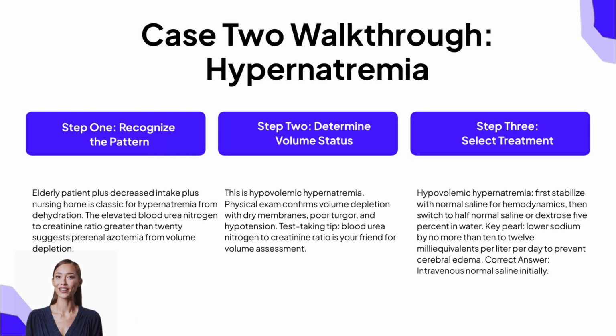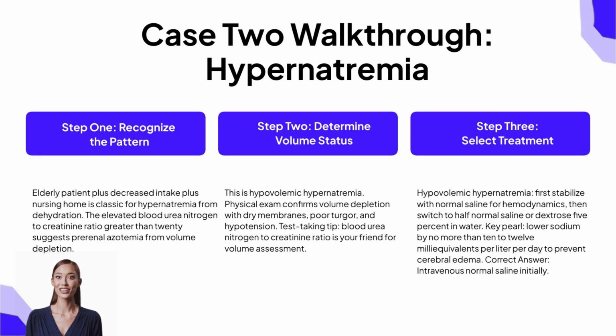Let us walk through this case. Step 1. Recognize the pattern. Elderly patient plus decreased intake plus nursing home equals classic dehydration hypernatremia. The elevated blood urea nitrogen to creatinine ratio greater than 20 tells us this is pre-renal azotemia from volume depletion. Step 2. Confirm hypovolemic hypernatremia. The physical exam with dry membranes, poor turgor, and low blood pressure confirms volume depletion.